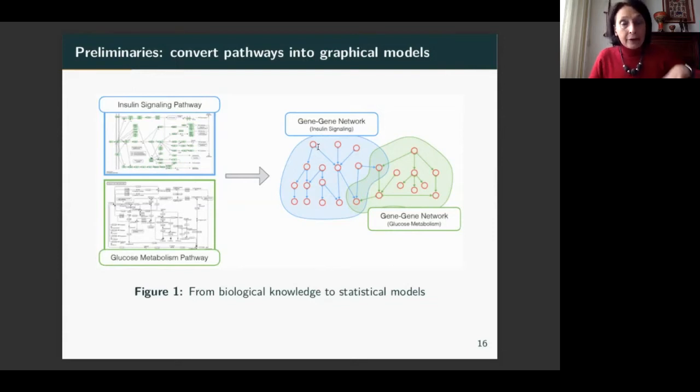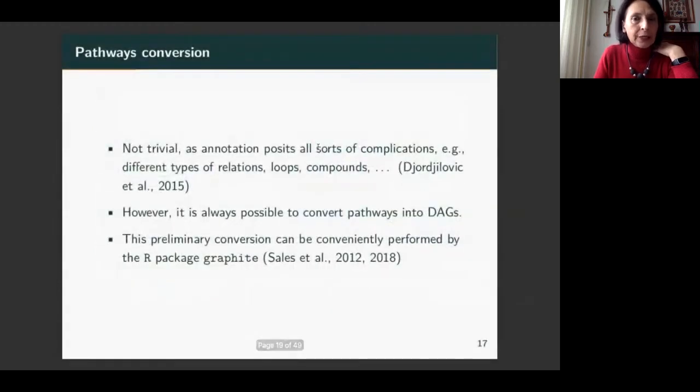Now, if you have any familiarity with pathways, I'm sure you do better than I, you immediately spot that this conversion is not trivial at all, as biological annotation poses all sorts of complications, as discussed by Jurisica and colleagues. Different types of relations, loops, compounds, catalysis, etc. But the good news is that it is always possible to convert a pathway into a DAG. And there is an R package, graphite, by Sales and colleagues, that does this task perfectly.